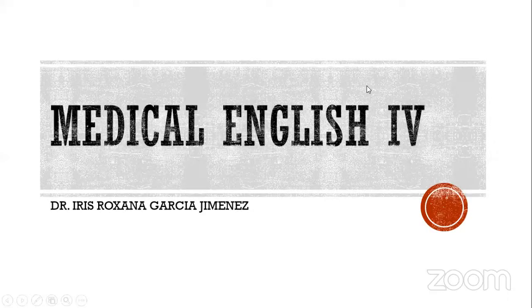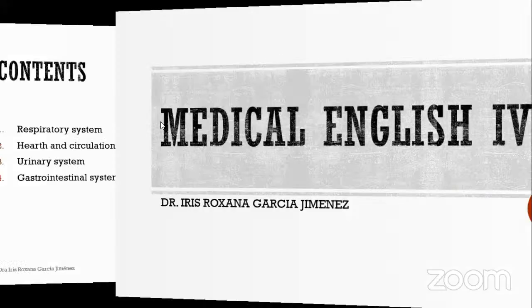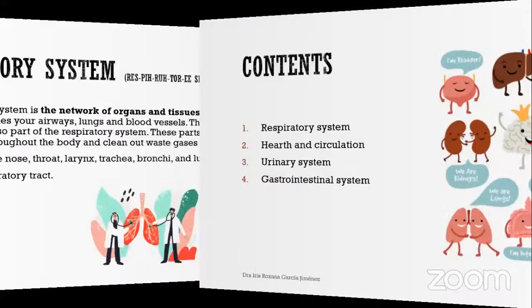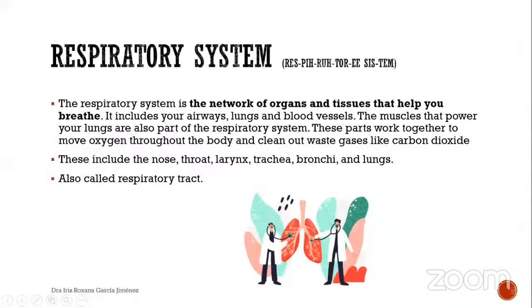Respiratory system is a network of organs and tissues that help you breathe. It includes your airways, lungs, and blood vessels. The muscles that power your lungs are also part of the respiratory system, of course. These parts work together to move oxygen throughout the body and clean out waste gases like carbon dioxide. These include the nose, throat, larynx, trachea, bronchi, and lungs, also called the respiratory tract. Easy definition, easy to take.